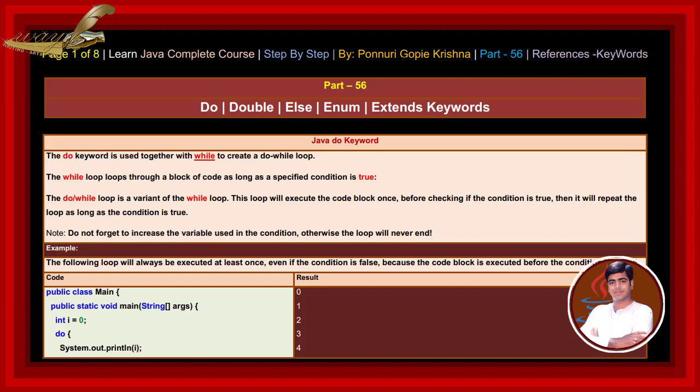The while loop loops through a block of code as long as a specified condition is true. The do while loop is a variant of the while loop. This loop will execute the code block once before checking if the condition is true. Then it will repeat the loop as long as the condition is true. Note, do not forget to increase the variable used in the condition, otherwise the loop will never end.